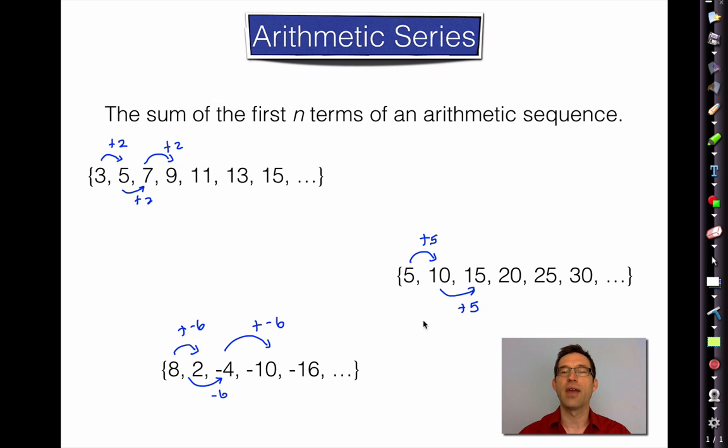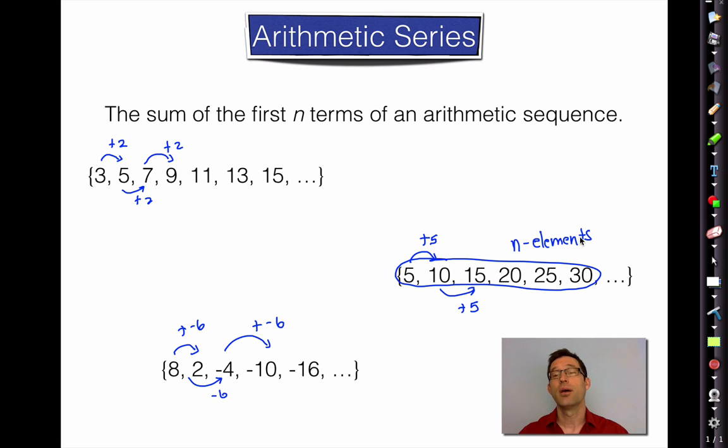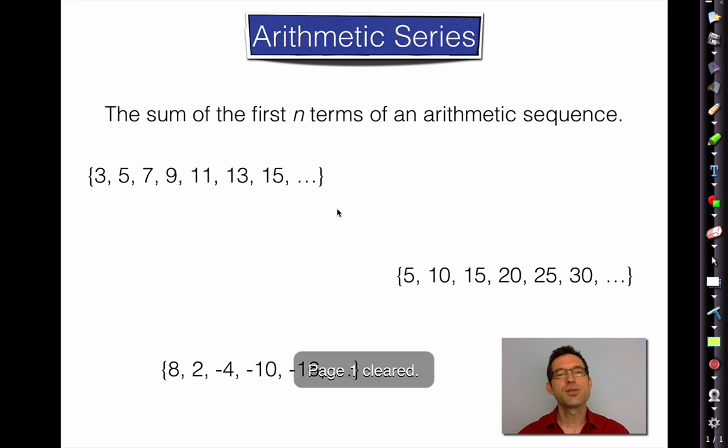The question will be now, how can we find the sum of the first n elements without, if you will, doing it the long way? Especially if we had, let's say, 50 elements or something like that. So let's take a look at that with a beginning exercise.